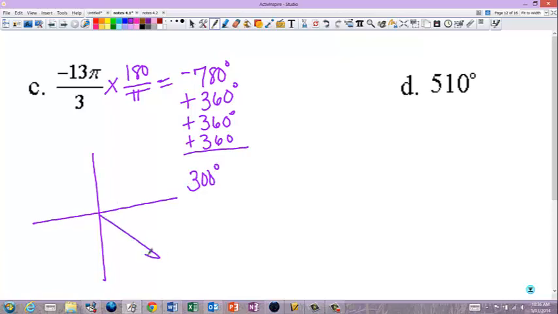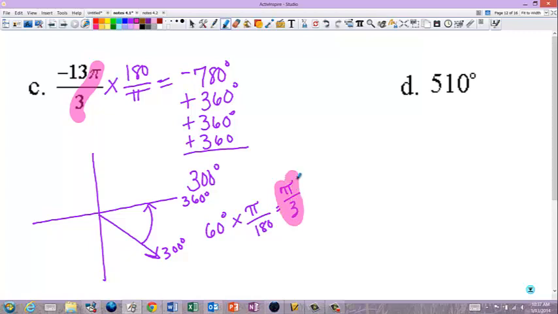300 is here. The closest x-axis is 360. The distance is 60 degrees. 60 degrees, if you convert it back to radians, is pi over 3. See if you see a pattern forming with these reference angles.